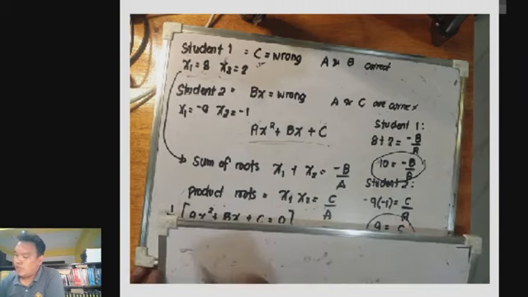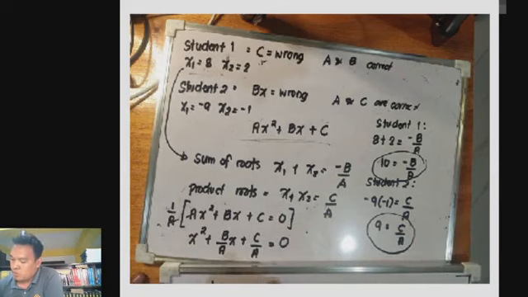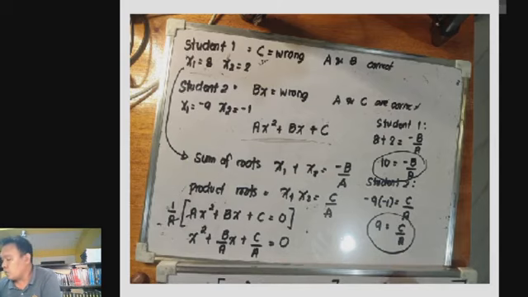Dito na lang. We have 1 over a multiplied by ax squared plus bx plus c is equal to 0. So, lalabas na ay x squared plus b over a x plus c over a is equal to 0. For student 1, we have negative b over a is equivalent kay 10. Then student 2, we have c over a which is equivalent kay 9.